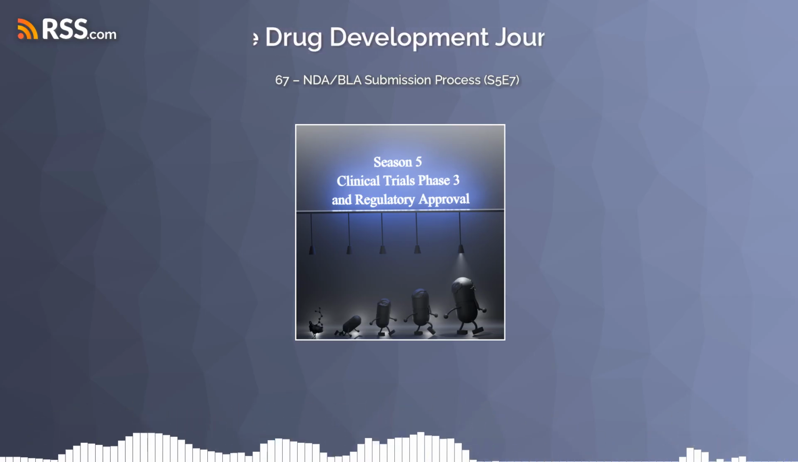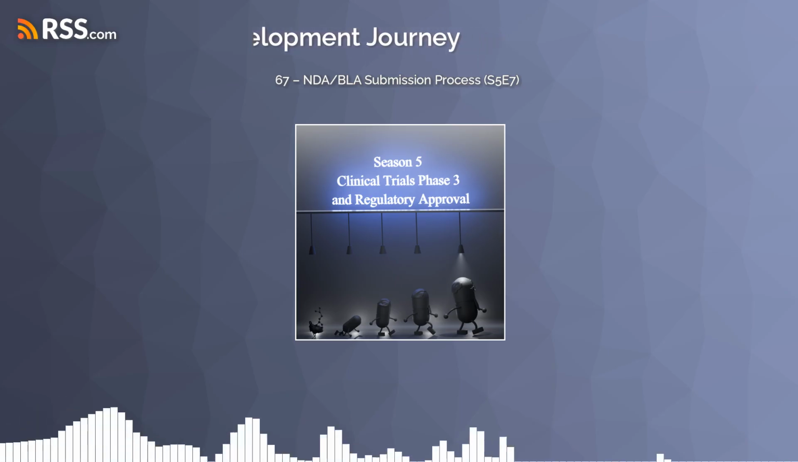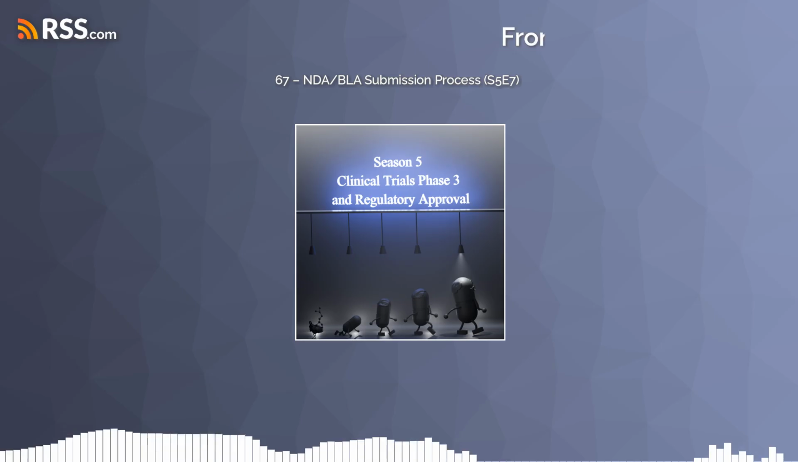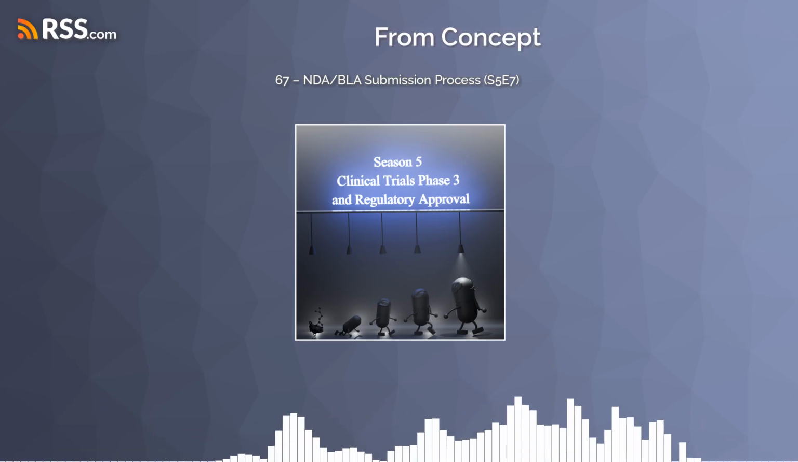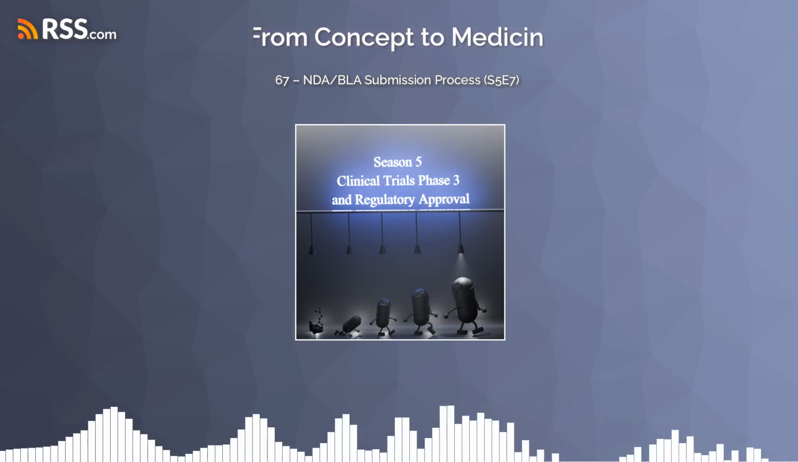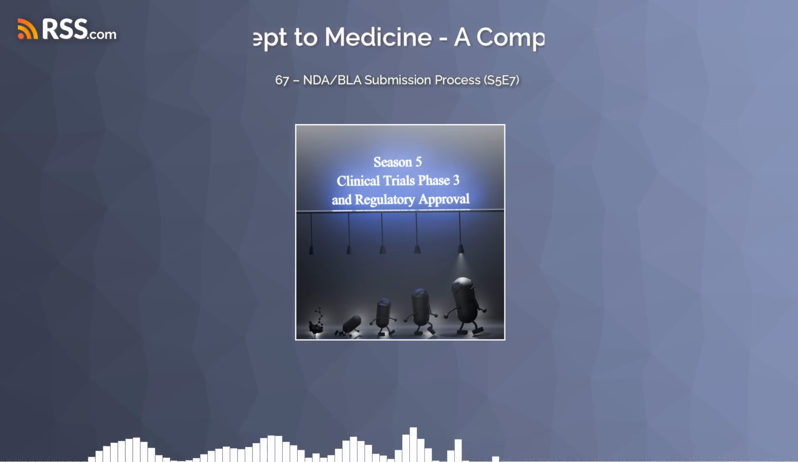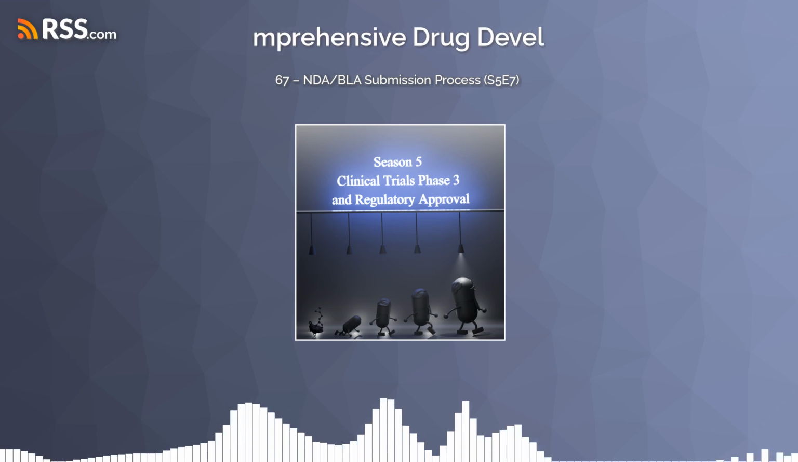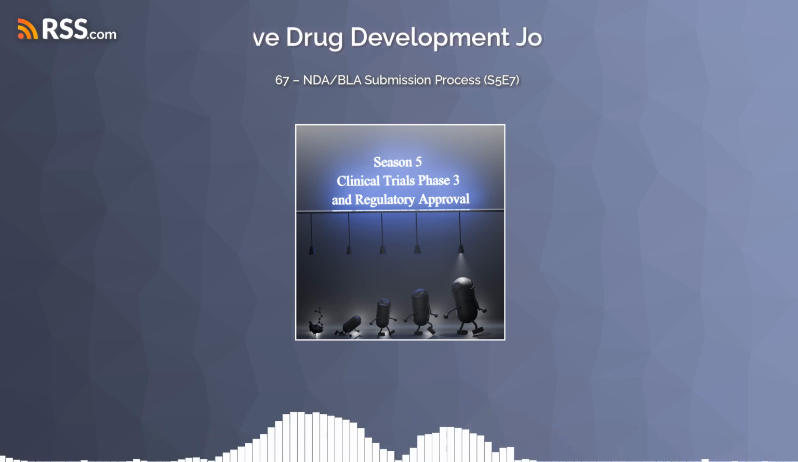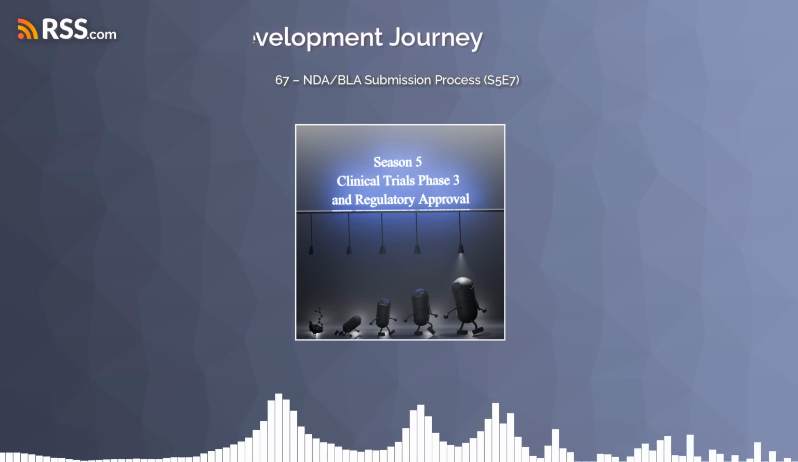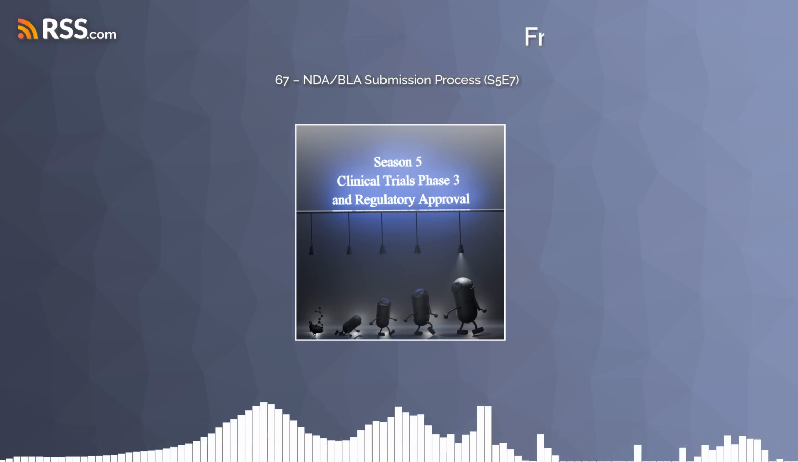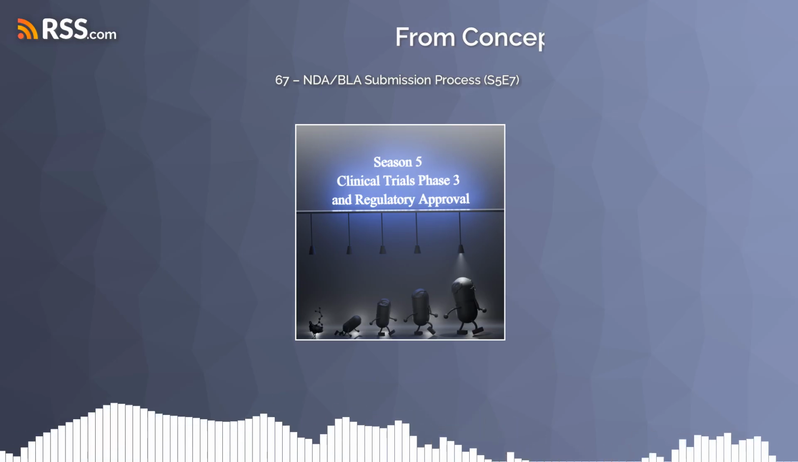And are there any other proactive things that companies do to make sure this goes smoothly? Oh, yeah. They'll often have meetings with the regulatory agencies. For example, you might have a pre-NDA or pre-BLA meeting where you're talking to the FDA, going over your plan and answering any questions they might have. So you're making sure everyone's on the same page. Right. You're trying to get ahead of anything.